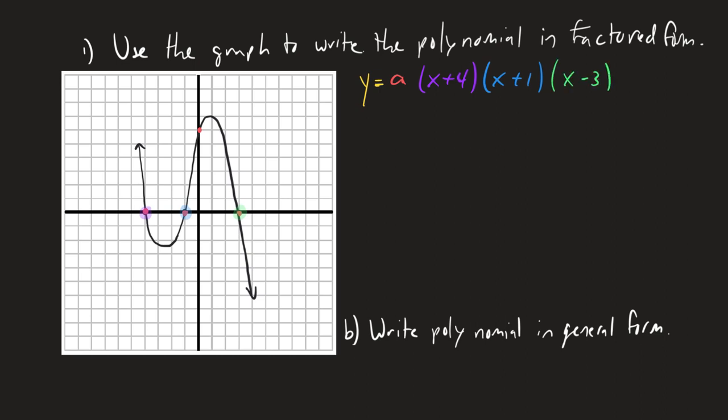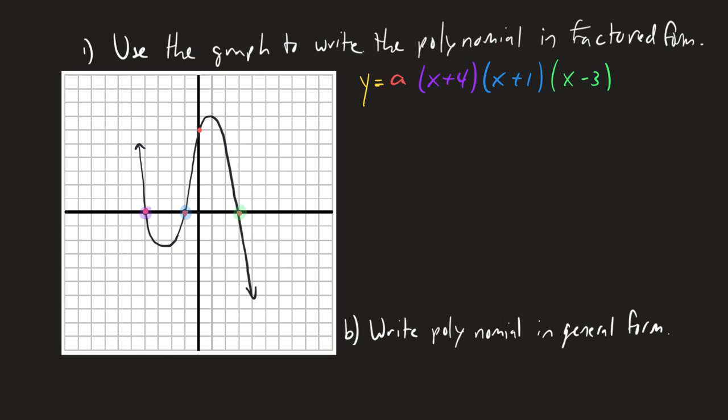So from the -4, we have x plus 4. From the -1, we have x plus 1. And from the +3, we have x minus 3. So always watching those signs switch. And so here's where our equation is going to start. And we still need to figure out what a is, before we can move forward.